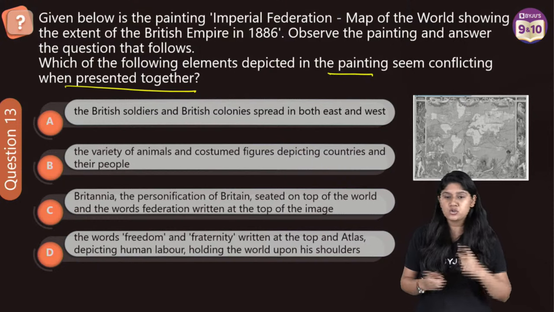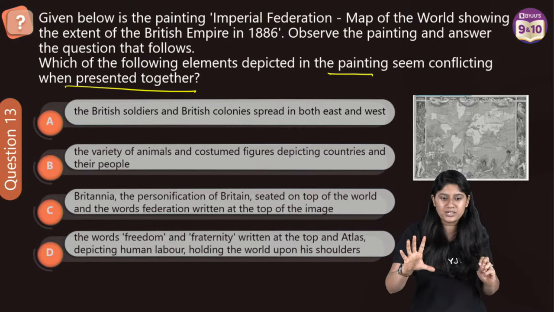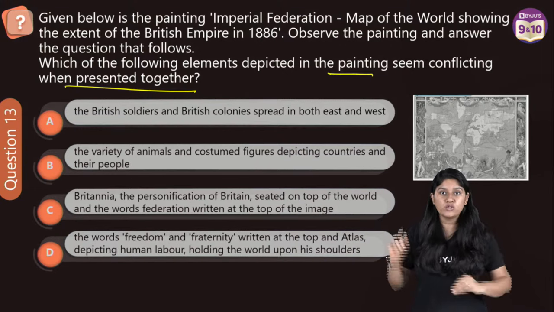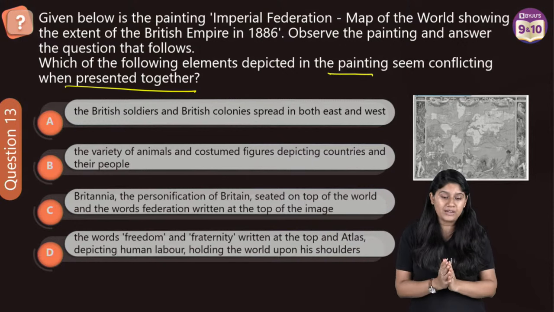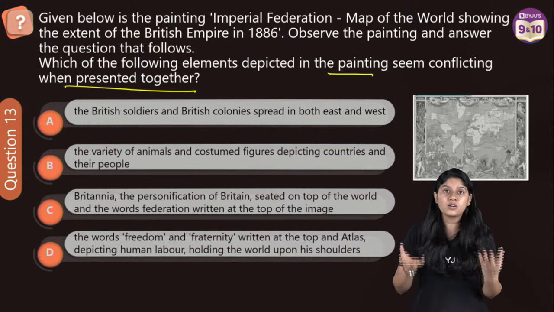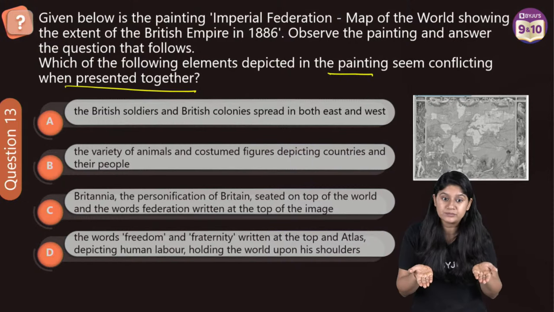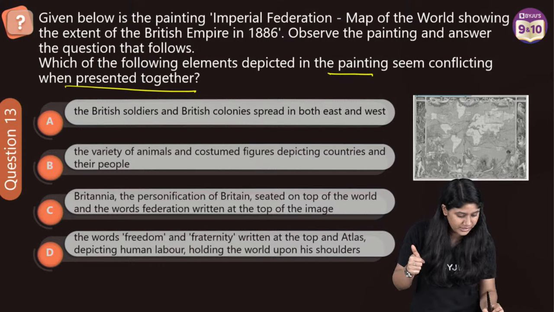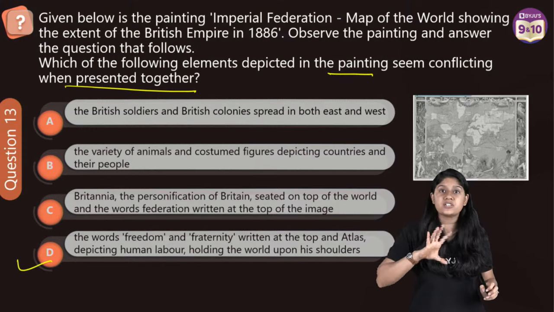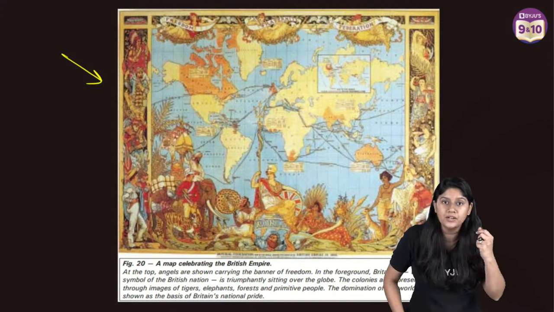You have to look at the pictures that we have in the textbook. Radhika, I would request you to go back and watch this question again. In short, if you want, I can explain that we have to look at this particular image and find out what is a conflicting thing present in the picture that should not come together. Clear? And the correct answer over here is the word freedom and fraternity written at the top, and at the bottom we are showing a laborer holding the word.